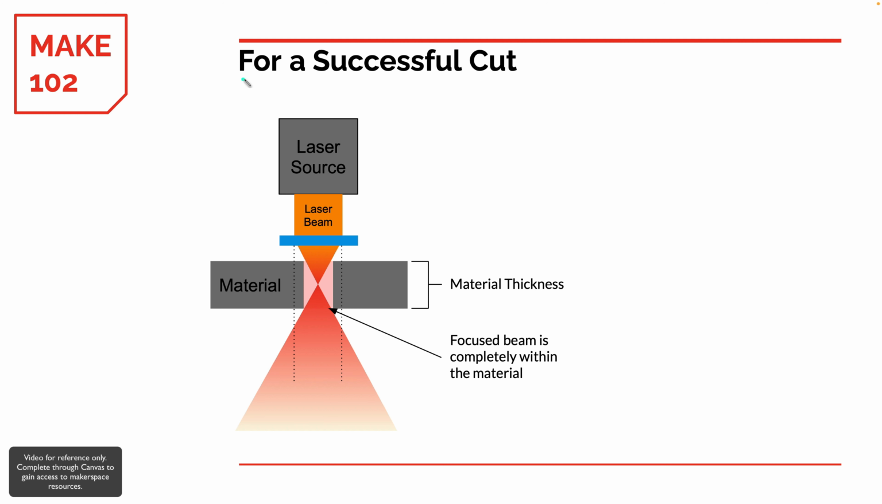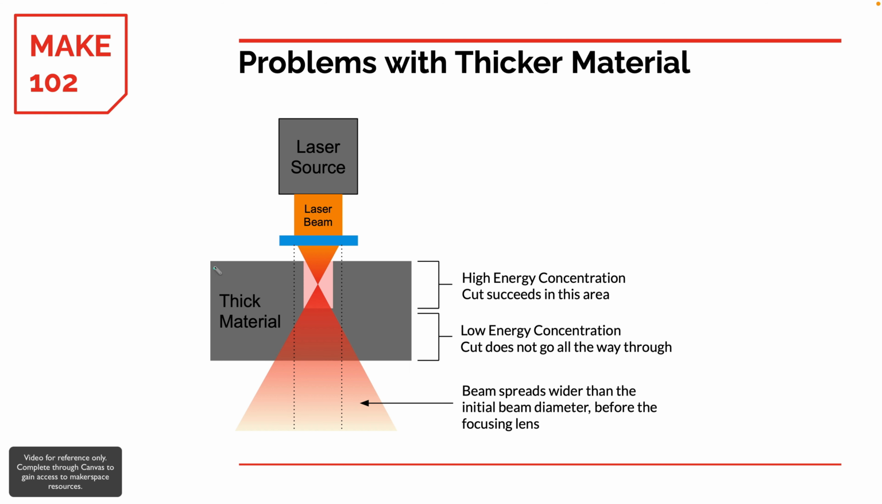So for a successful cut, we need the entirety of the material to be within the focused area. What you're seeing here would likely yield a successful cut. The focused area is completely within the material. So let's consider that we now want to cut a thicker piece of material. To do that, the solution would be to use a lens that has a longer focal distance. We'd want to make this focal length longer.